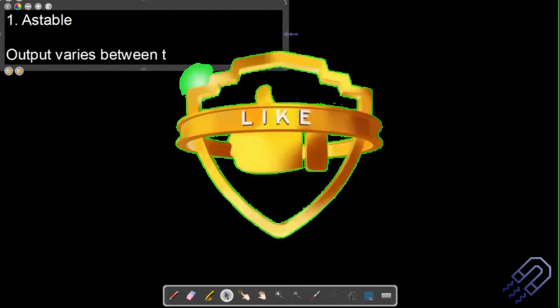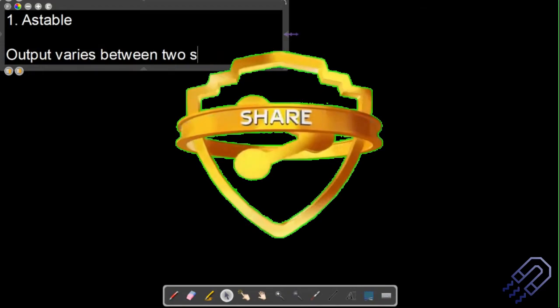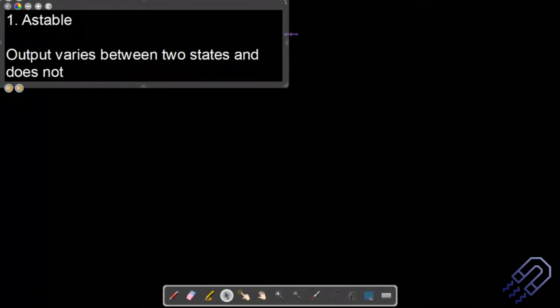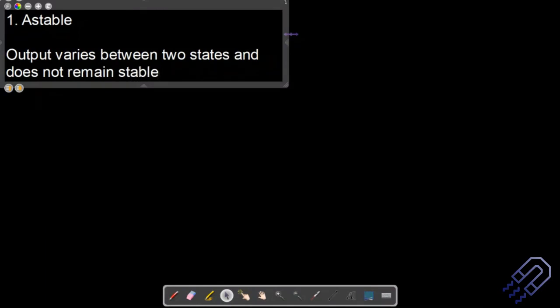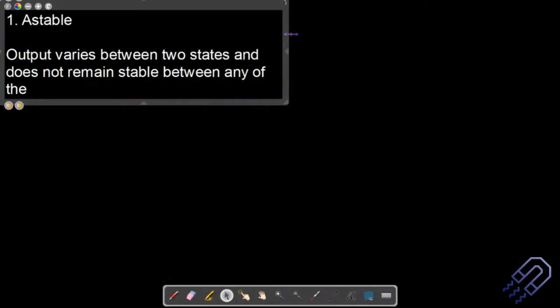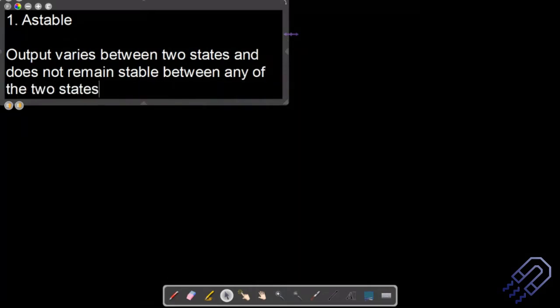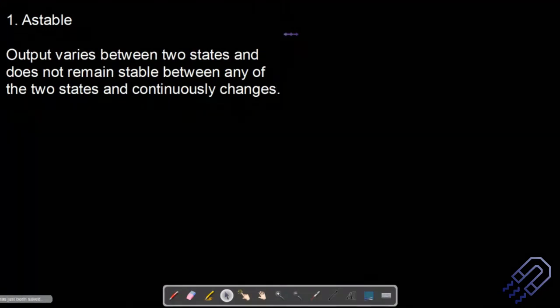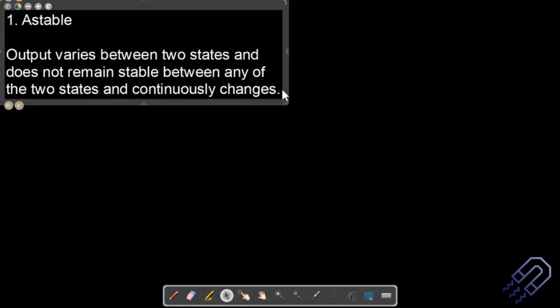Between two states, and please remember neither of them is stable, and that's why it is called astable. It does not become stable in either of the two states, and then what happens? It continuously changes. We basically have some kind of change in signal, and immediately as something switches off or on its own.